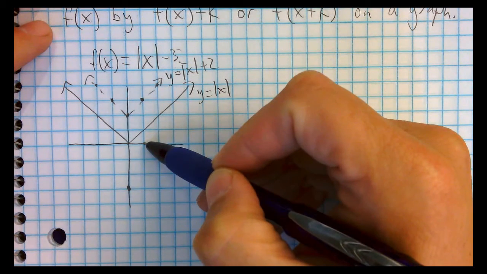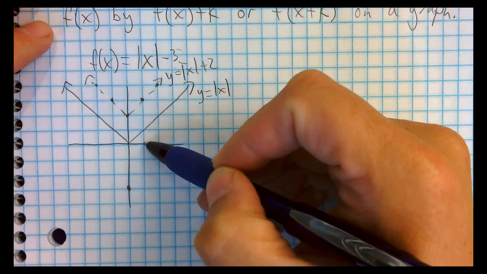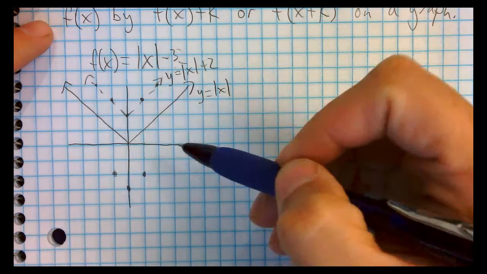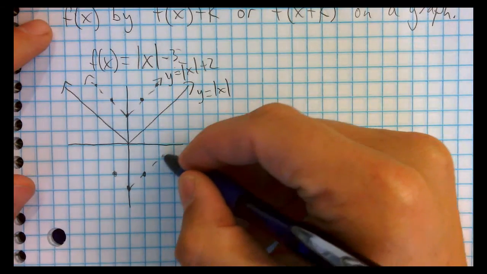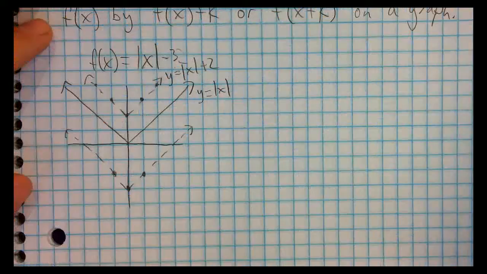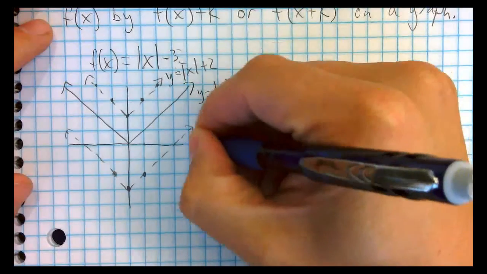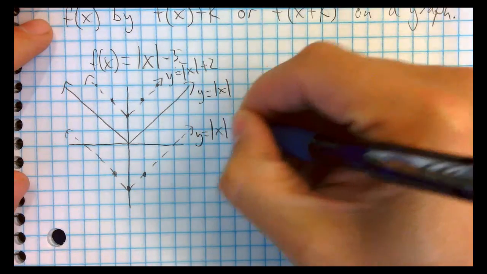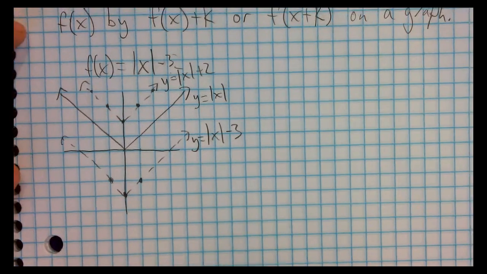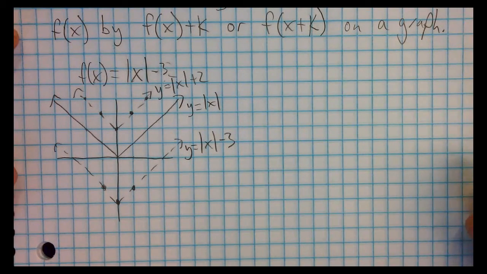At 1, absolute value of that is 1, minus 3 would be at negative 2. At negative 1, I will also be at negative 2. And so there is the graph of y equals absolute value of x minus 3. Okay, so from that, what we can see is that just adding or subtracting some number onto the end of the function just shifts the graph up or down that amount.